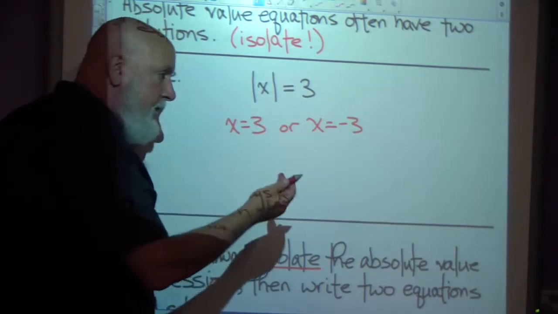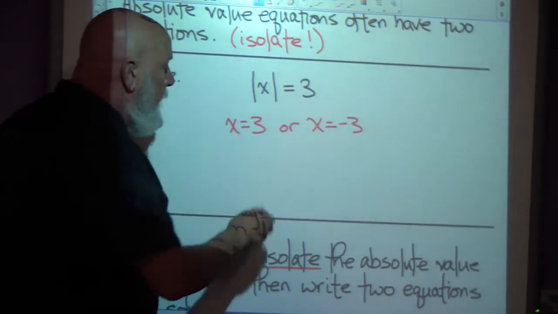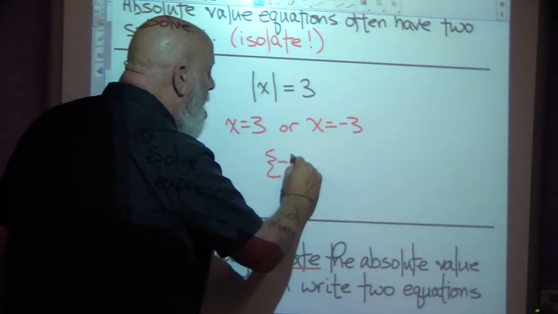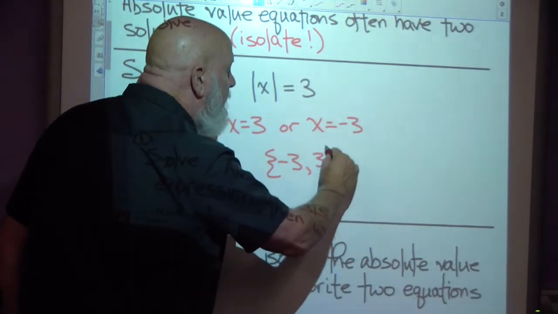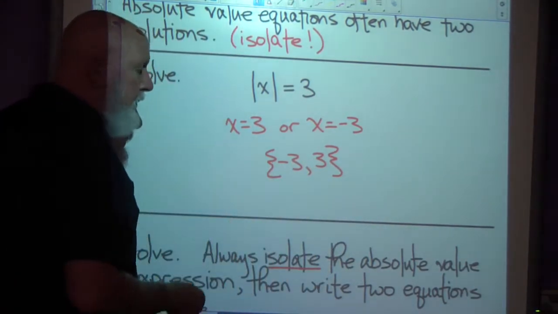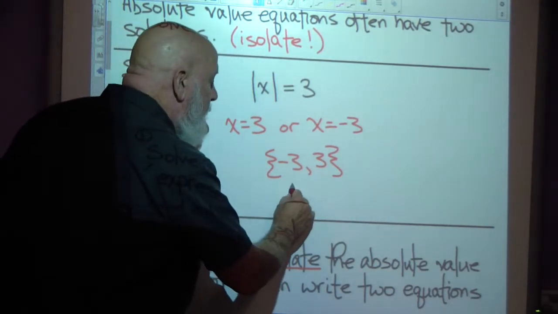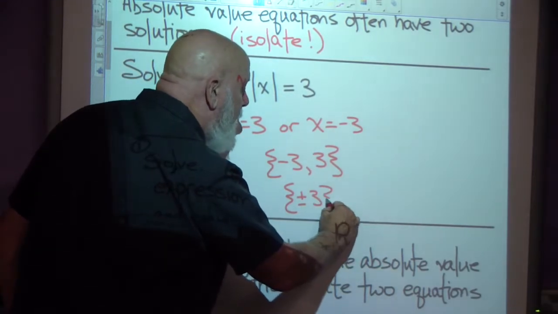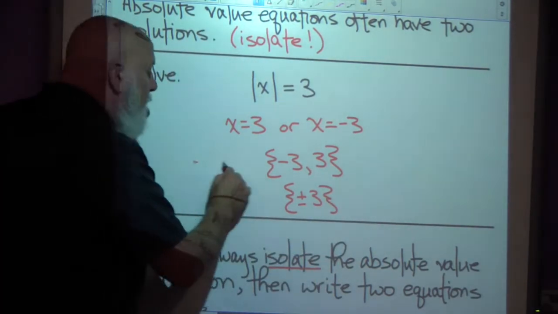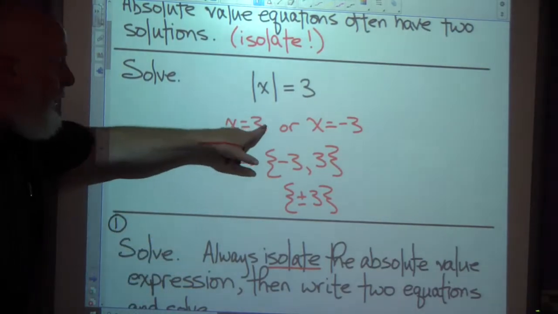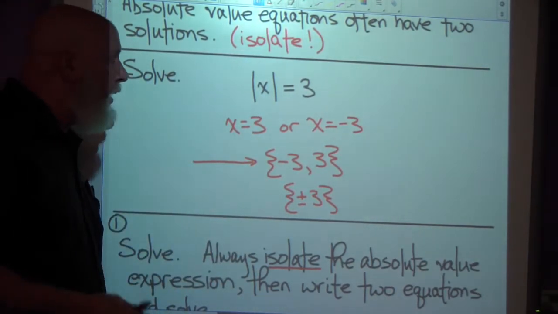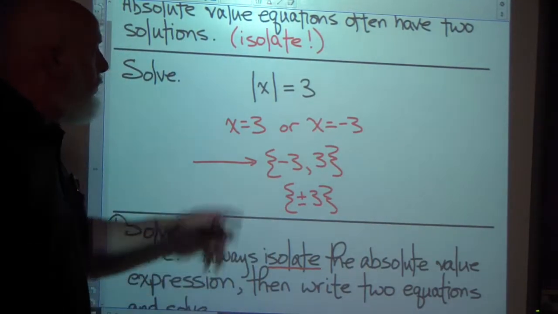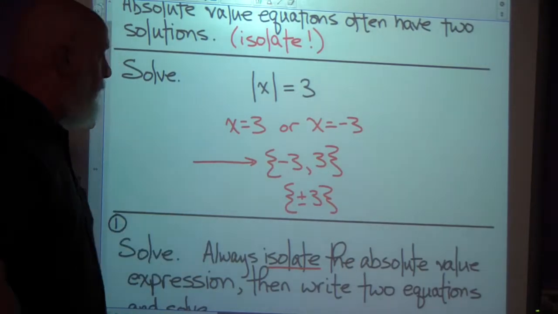Oftentimes, when you're taking these standardized quizzes and tests, you'll see the answers written like this: negative 3, 3. Doesn't matter which one comes first, you can put the 3 first. Or you might see them written like this, the set whose members are plus or minus 3. I think on today's worksheet, the answers are going to look like this. But any one of these is an appropriate way of responding to this, finding the solution to the absolute value of x is equal to 3.